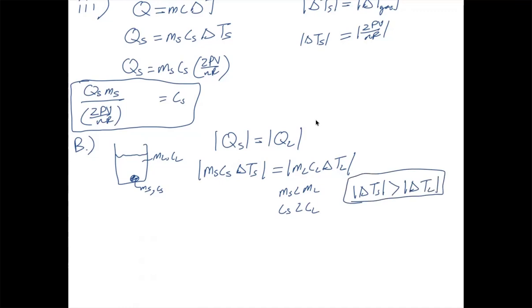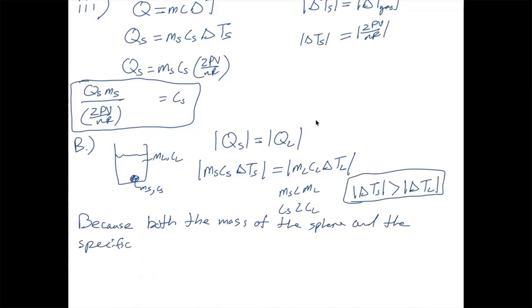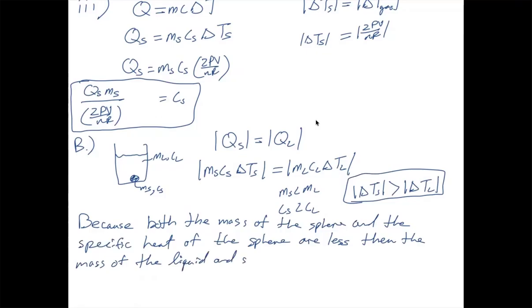So we can say, because both the mass of the sphere and the specific heat of the sphere are less than that of the liquid, and specific heat of the liquid, respectively, the change in temperature of the sphere must be a lot larger. We'll just say it in symbol form.